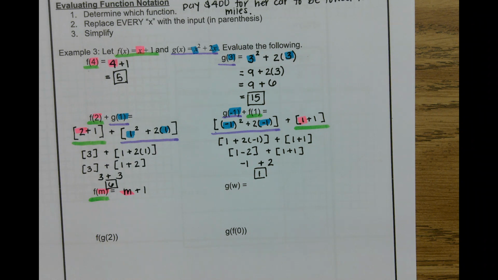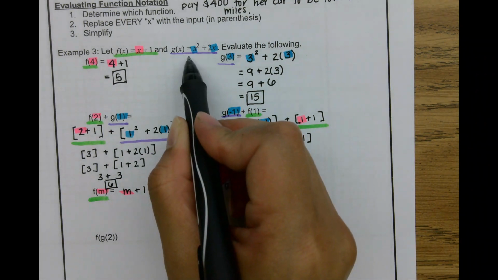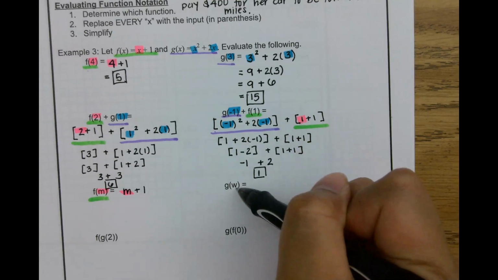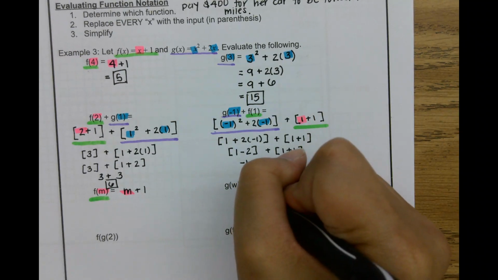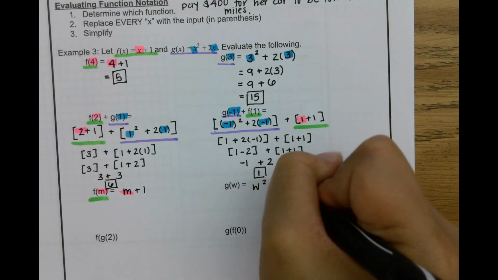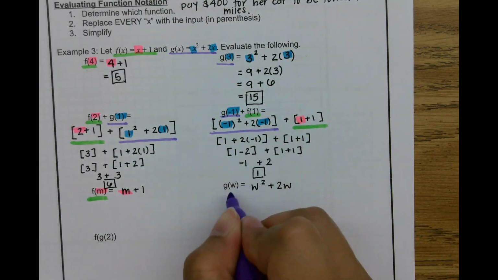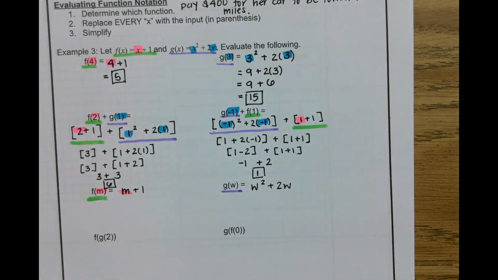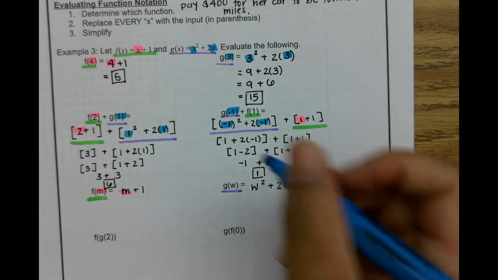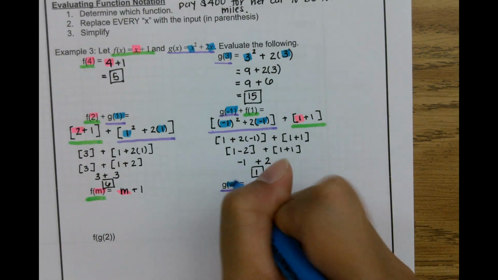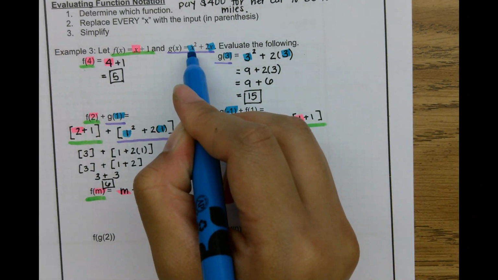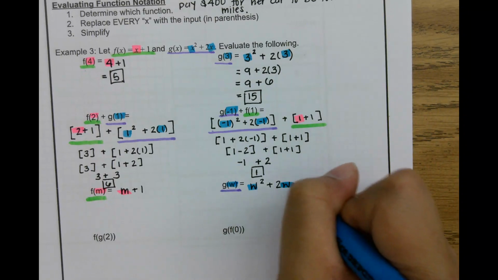Okay. Same thing with this, g of w. No need to freak out. I decide which one it corresponds to, and then I plug what I have inside for x. Okay. I determined that because it said g here, that we're using our g function. And then since my input was w, I plugged it in wherever I saw x. So that's why it's w squared plus 2w. And I'm done.